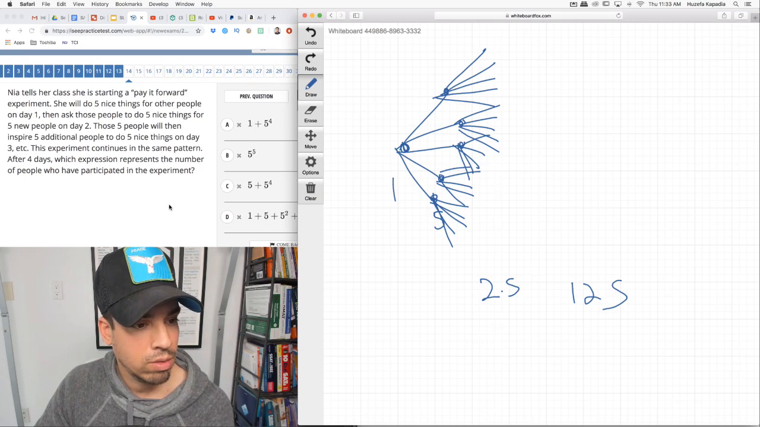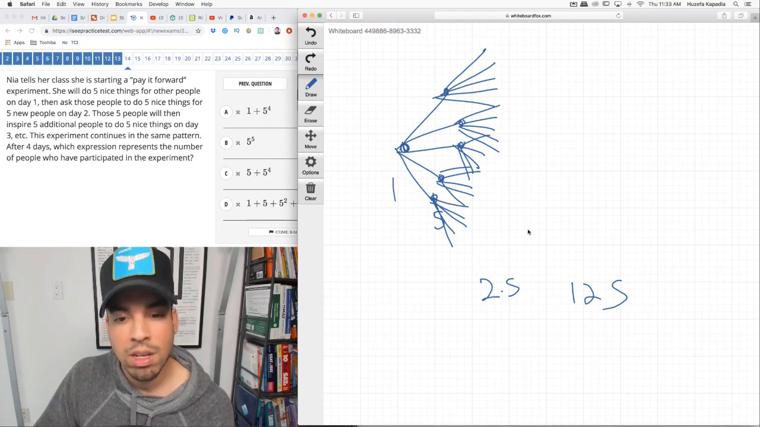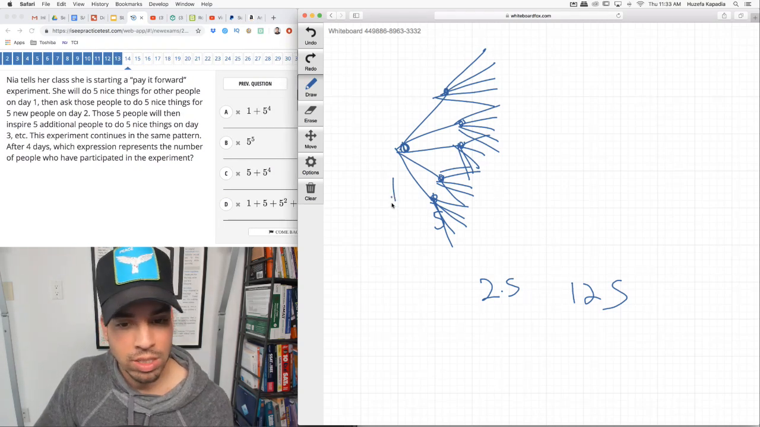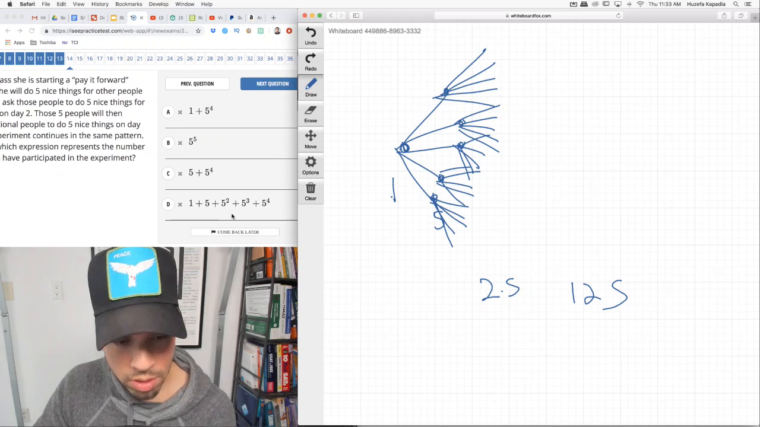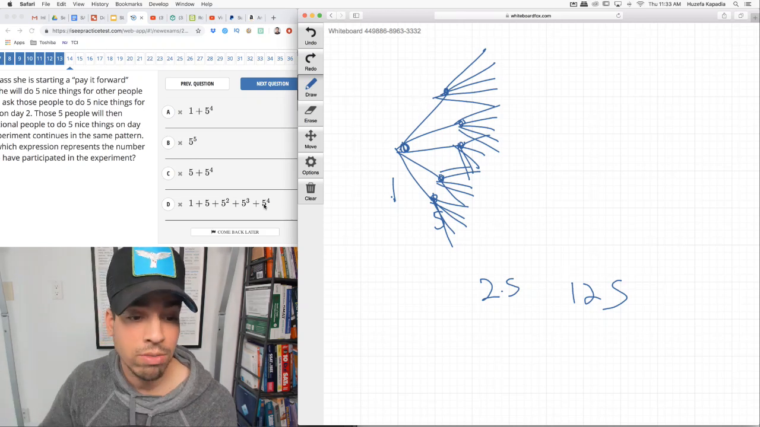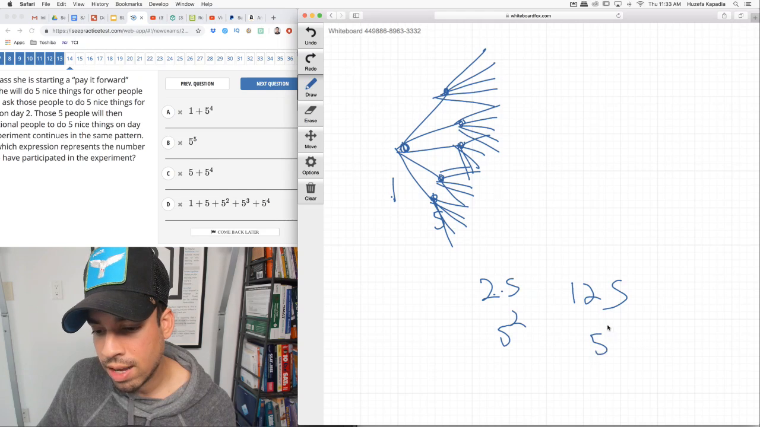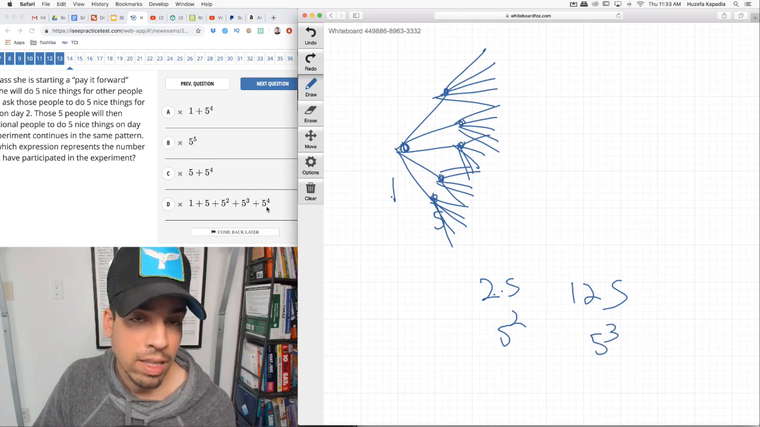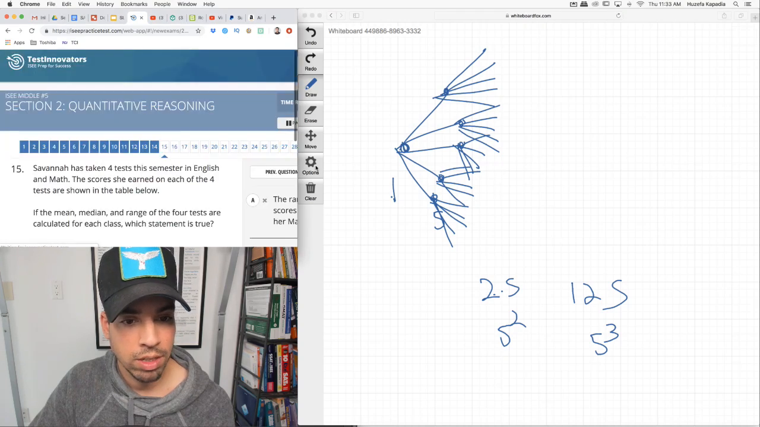After 4 days, which expression represents the number of people who have participated? We have to include the 1 because we have to start with Nia. So it's Nia, okay, and then this is day 1, day 2, day 3, and day 4. Because each time we're multiplying by another 5. So again, 25 is just 5 squared. 125 is 5 cubed, 5 times 5 times 5. Then the 5 to the 4th is day 4. And that's it. Okay, next.